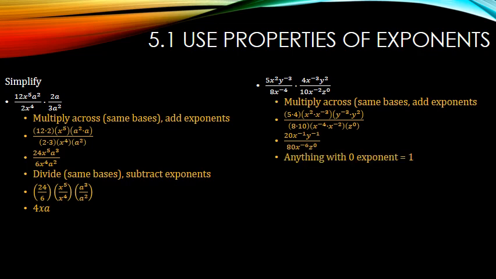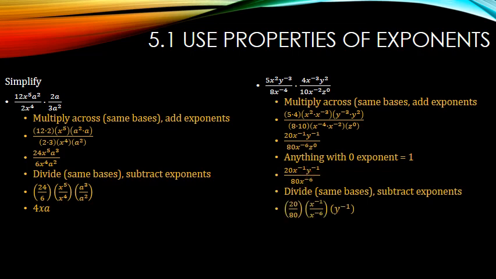Anything with a 0 exponent is 1, so z to the 0 is 1. And 1 times anything is the anything. Now let's divide with the same bases, which means we subtract the exponents. So we have the 20 over 8, the x's, and the y. 20 over 8 is 5/2. For the x's, we subtract negative 1 minus negative 6 is 5, so it's x to the 5th. And then we have the y to the negative 1.